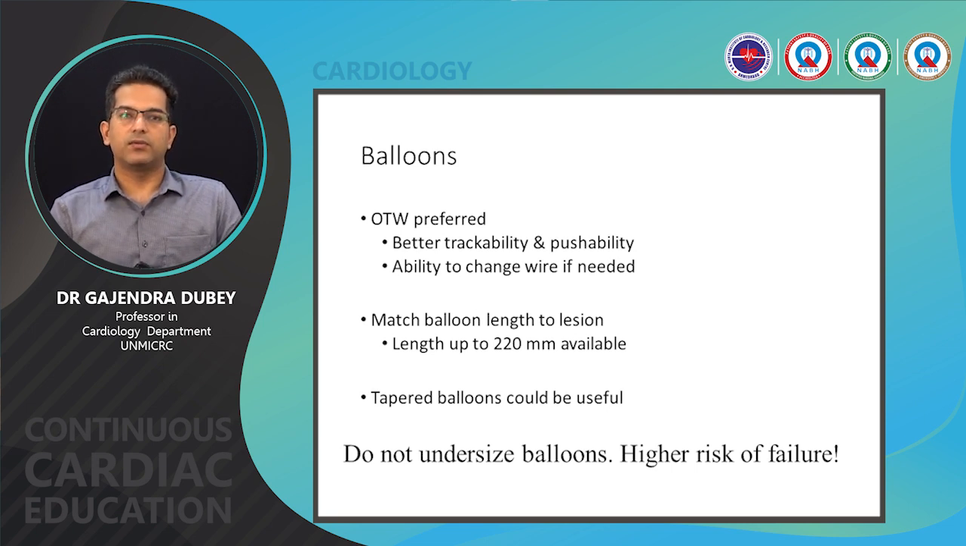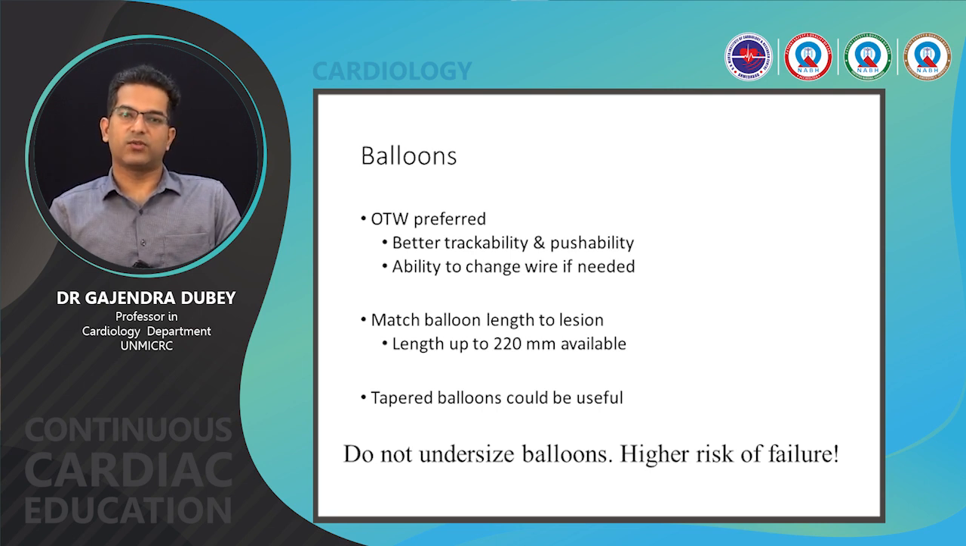So advantage with using a long balloon is that we are less likely to miss areas of obstruction, while if we are using a small balloon, we are likely to miss few areas of obstruction. So that is not the case with long balloons. Plus stacking of dissections is also much better with use of a long balloon, and tapered balloons can also be useful because the vessels taper as we go down. So these tapered balloons can be used in those scenarios.